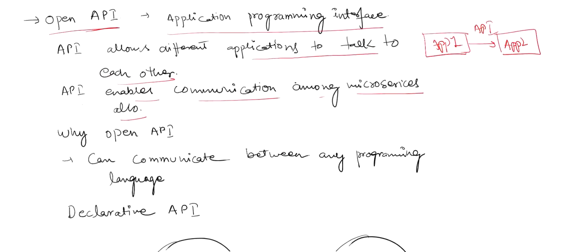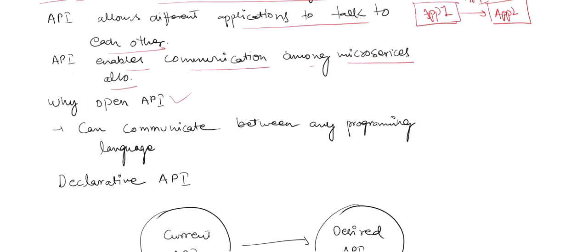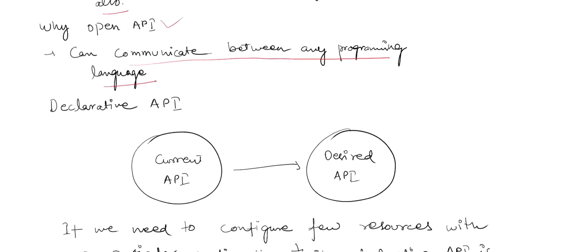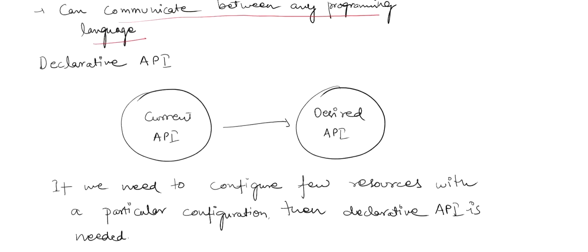Why Open API? What is Open API? Open API means that the API must be programming language agnostic. I mean, the Open API should be able to communicate between two applications of any programming language. That should be open. That is called Open API. It should not be dependent upon the particular kind of programming the application has been designed in.